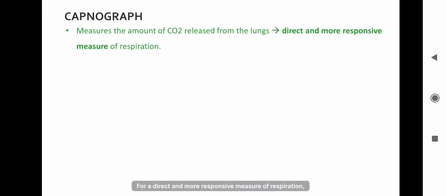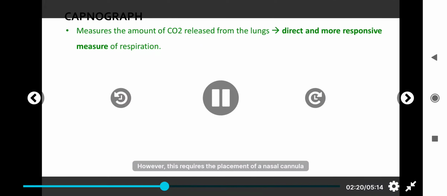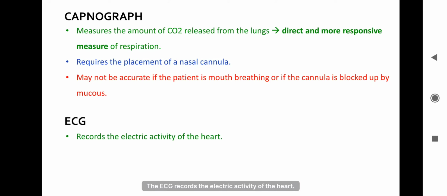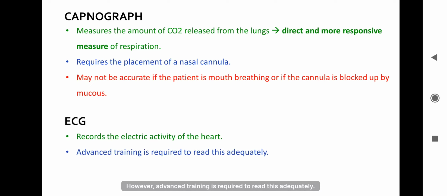For a direct and more responsive measure of respiration, the capnograph may be used. The capnograph measures the amount of CO2 released from the lungs. This is a direct and more responsive measure of respiration. However, this requires the placement of a nasal cannula and may not be accurate if the patient is mouth-breathing or if the cannula is blocked up by mucus. The ECG records the electric activity of the heart. However, advanced training is required to read this adequately.